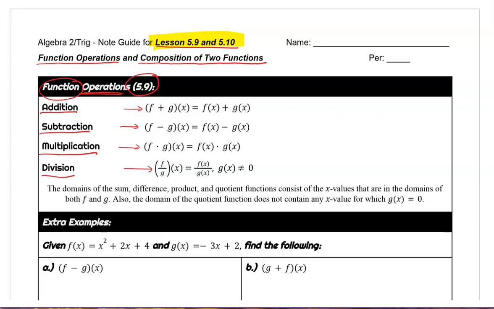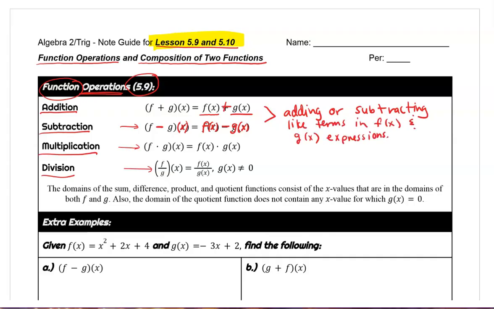When you see these parentheses right here, f plus g, and then you see parentheses x, that does not mean multiplication. It instead means you just take whatever the expression for f of x is and you just add that to the expression for g of x. Same thing if you see this notation, f minus g parentheses x. That does not mean multiplication. It means you just take the expression for f and subtract from it the expression for g. So with both of these, you're basically adding or subtracting like terms from the g of x and f of x expressions.